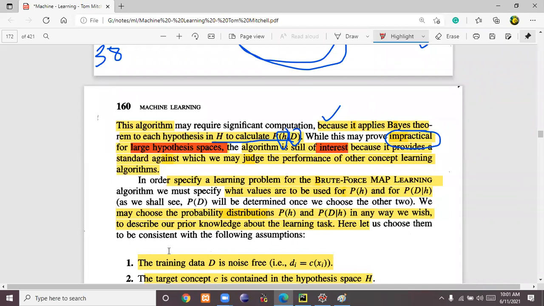Okay, so here, in order to specify the learning problem for the brute force MAP learning algorithm, we must specify what values are to be used for P of H and for P of D given H. The next concepts I am telling you are all based on these two values. Try to understand all the concepts, because whatever I tell next depends only on these.